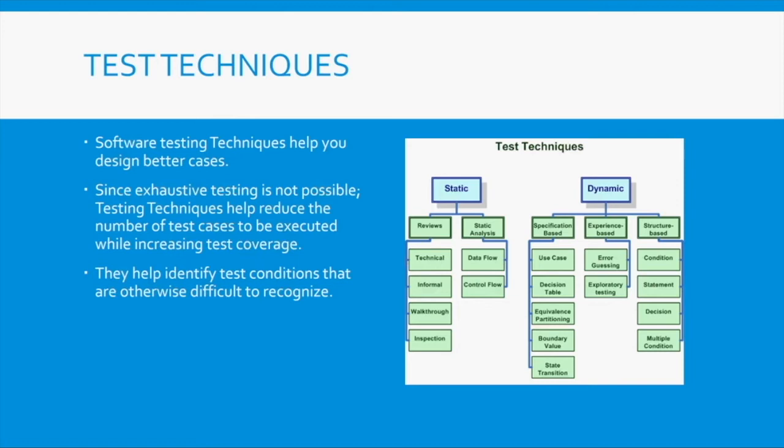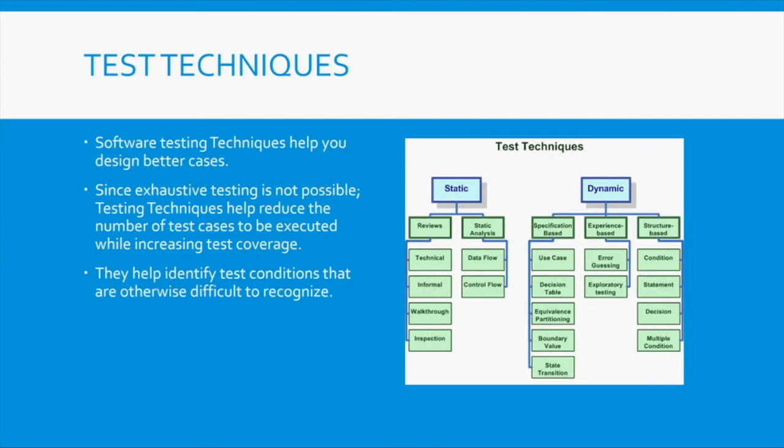So that's where you need to know your testing techniques properly, and also know the appropriate one for the application you are testing. Because if you use the right techniques, then you can easily identify the test conditions that are sometimes difficult to recognize. As you can see on the 3D diagram, you have different types of testing. I've said last time, there's static testing where you don't even need to execute the application, and dynamic testing where you execute the application. We're going to focus on dynamic testing today.